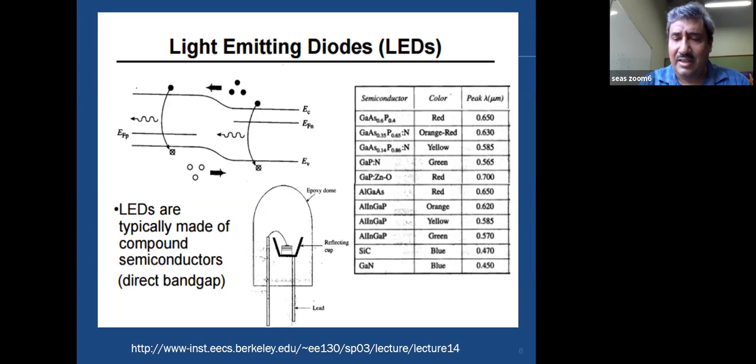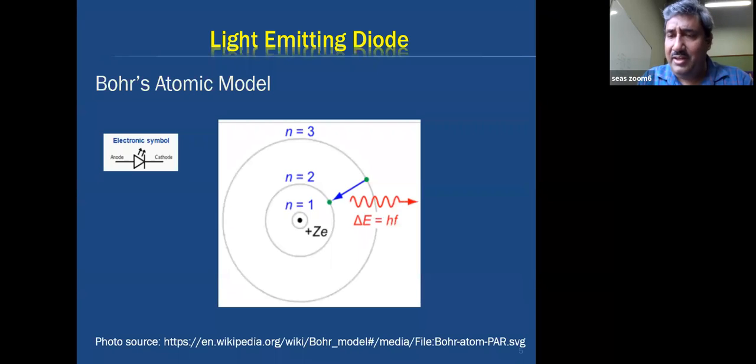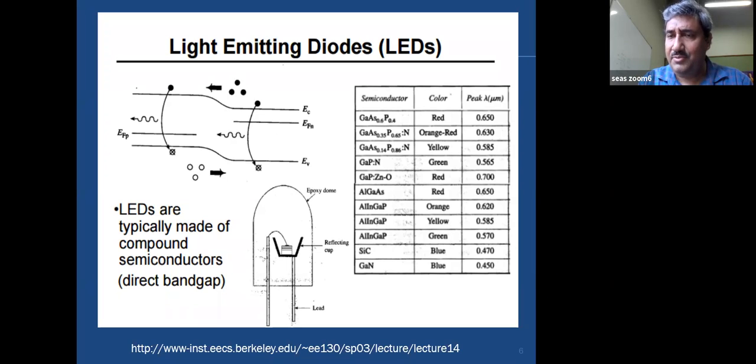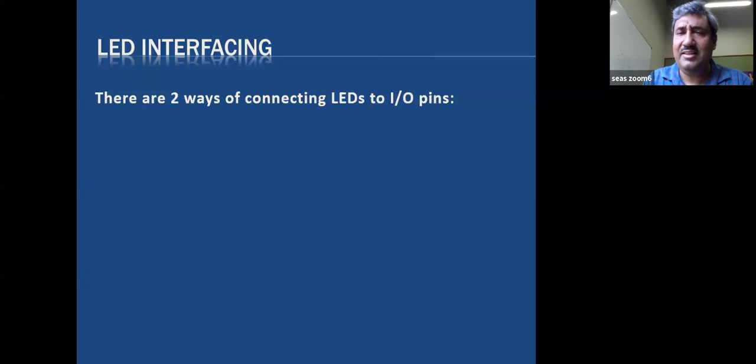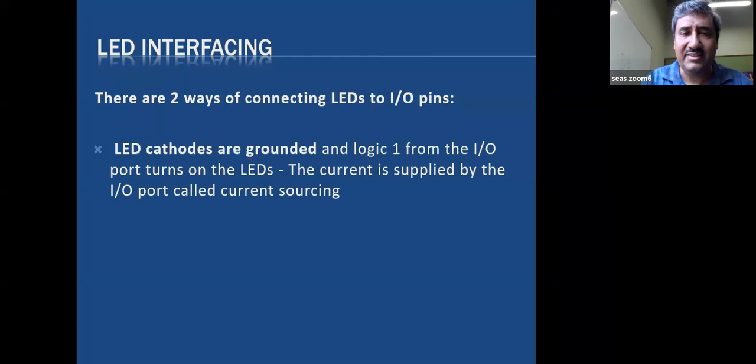All right. So this is how the atomic model is different compared to the semiconductors, because in semiconductors we encounter bands and we can adjust the band gap by different combinations of semiconductors, and here we have our LEDs. All right. So now we have LEDs, we want to connect with our controller. And generally there are two ways or two approaches when you connect an LED to IO pins of a microcontroller. One is the LED cathode is grounded, and logic 1 from the IO pin will turn on the LED.